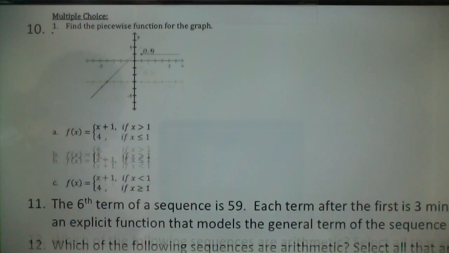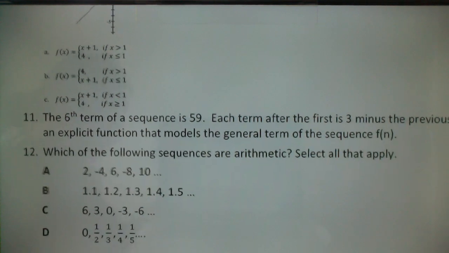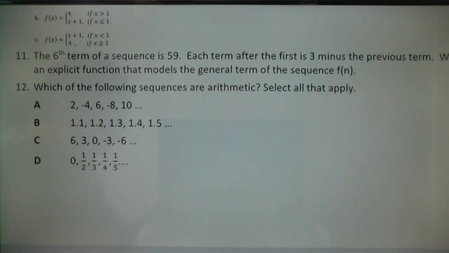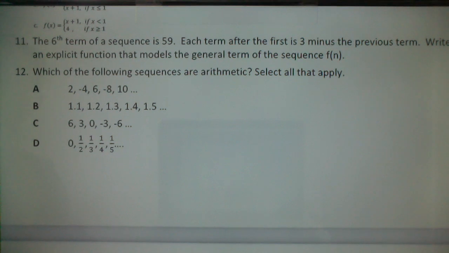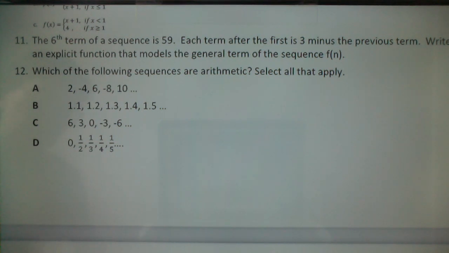Let's go over number 11. The sixth term of the sequence is 59. Each term after the first is 3 minus the previous term. Write an explicit function that models the general term of the sequence. Well, it sounds like a lot, but I'm sure you can do it.